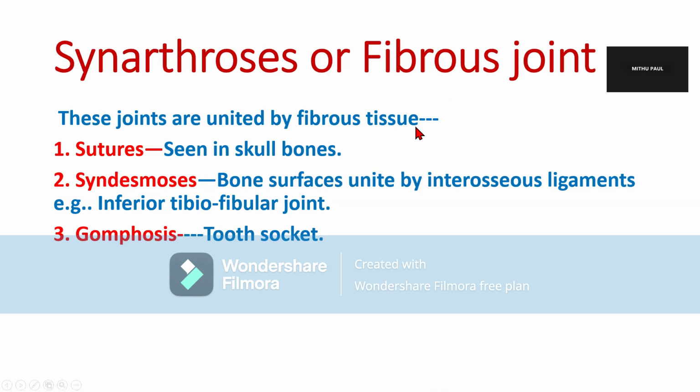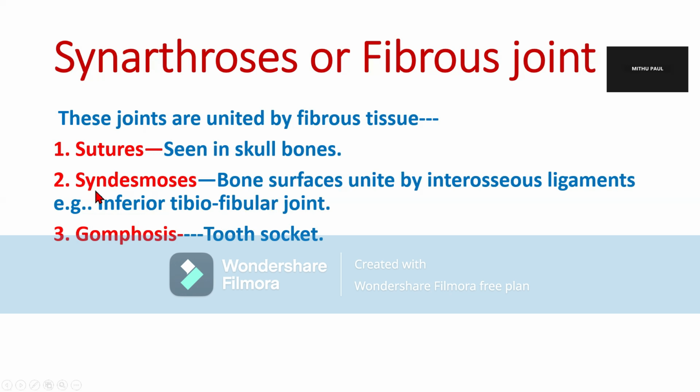Now, synarthrosis or fibrous joint. They are of 3 types: sutures, syndesmosis, gomphosis. Sutures are mainly seen in skull bones, mainly in those bones which ossify in membranes. Syndesmosis means articulation of 2 bones lying in close vicinity to one another through an interosseous membrane. Get the term interosseous, lying between 2 bones.